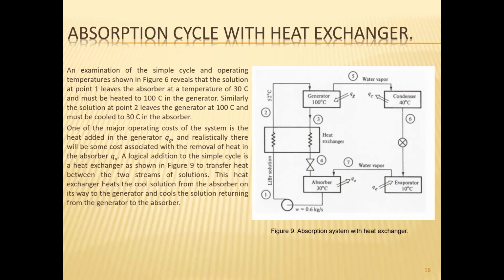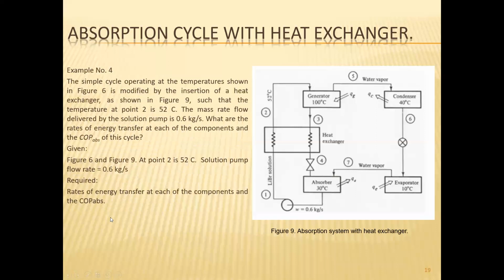One of the major operating costs of the system is the heat added in the generator, QG. So it will decrease. And realistically, there is some cost associated with the removal of heat in the absorber, which will also decrease. A logical addition to the simple cycle is a heat exchanger, as shown in figure 9, to transfer heat between the two streams of solution. This heat exchanger heats the cool solution from the absorber on its way to the generator and cools the solution returning from the generator to the absorber.